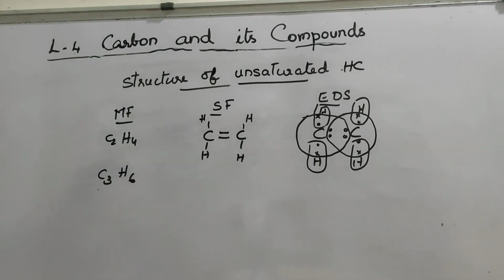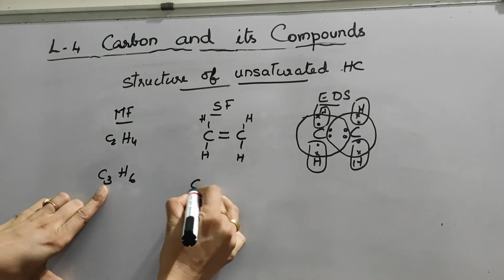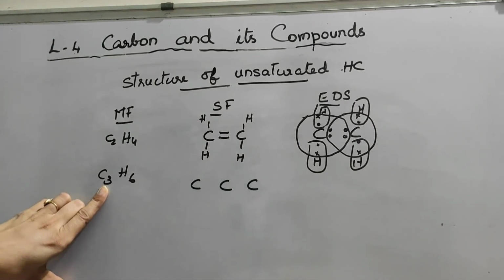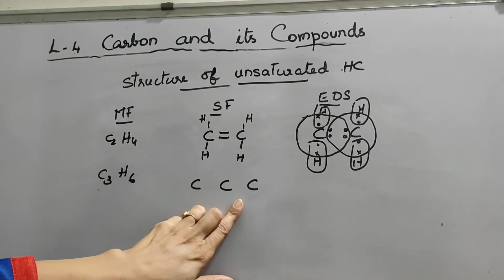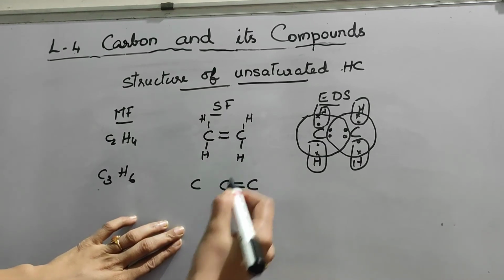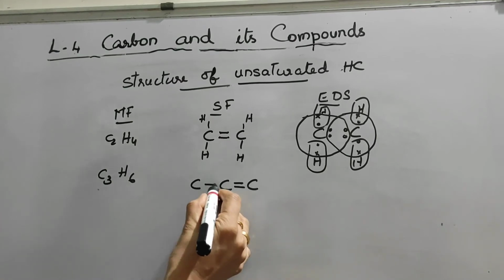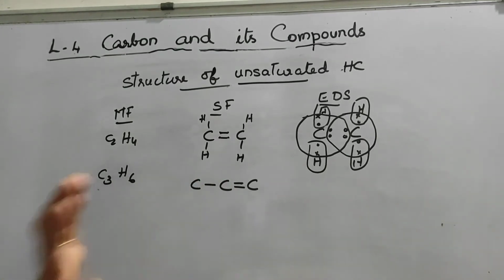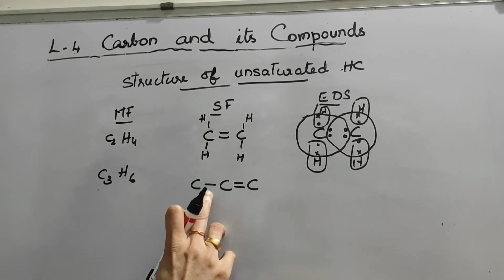C3H6 is the propene. Here how many carbon atoms are there? 3 carbon are there. So first you put 3 carbon. This is the carbon skeleton. We already know that between any 2 carbon, a double bond will come. Any 2 carbon atoms. The rest of the carbons form a single bond like this. Anywhere you can put the double bond. Now fill the hydrogen atoms, and first you check the valency of the carbon.